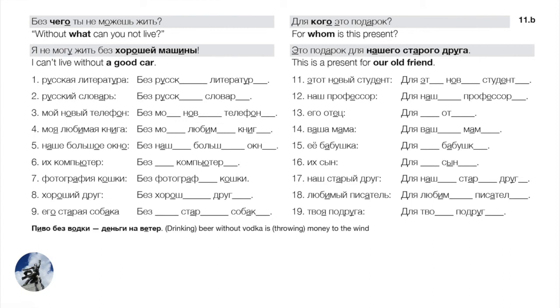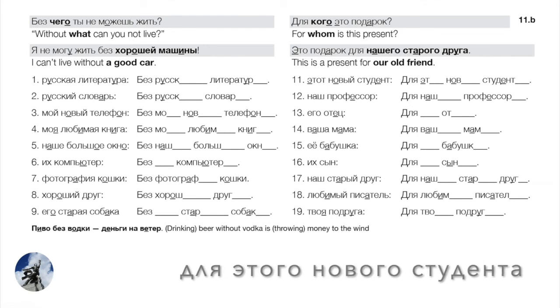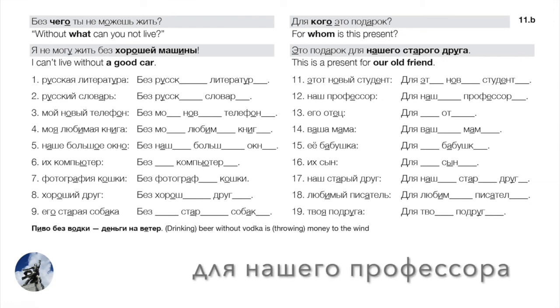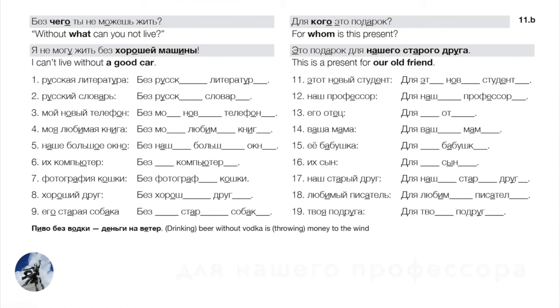Okay, let's do some more examples. This is the present for this new student. Это подарок для этого нового студента. Right, hard masculines. Okay, this is the present for our professor. Это подарок для нашего профессора. Okay, note the form нашего, note the spelling. You could think of that as a kind of 5-letter spelling rule issue, нашего.